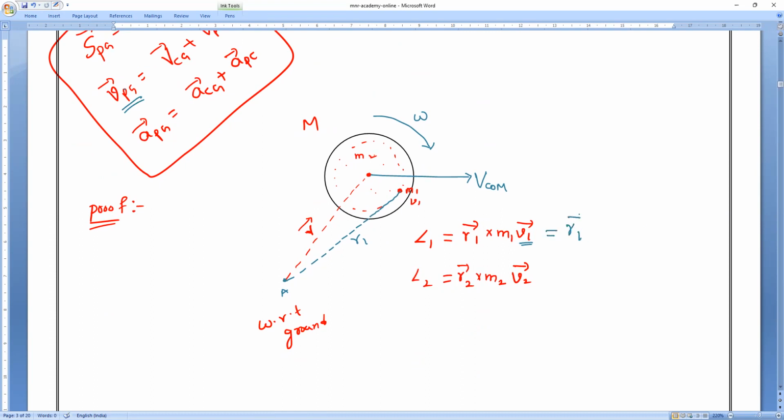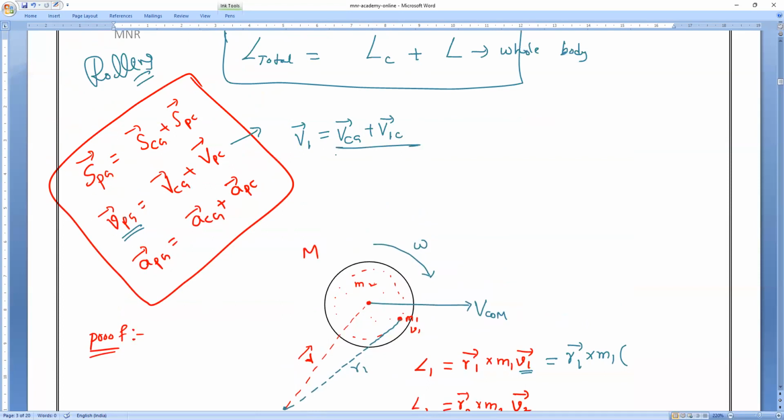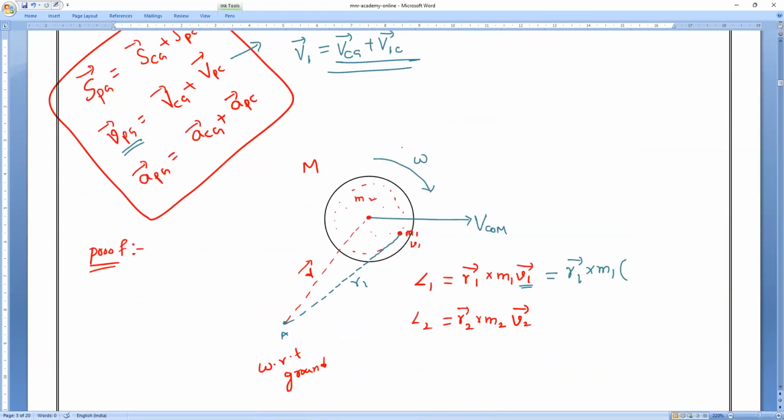So can I replace it now in place of V1? R1 into M1 into, in place of V1, what can I write? Velocity of center with respect to ground plus velocity of one with respect to center. Am I right or wrong, everyone? Same way, second particle, tell me.